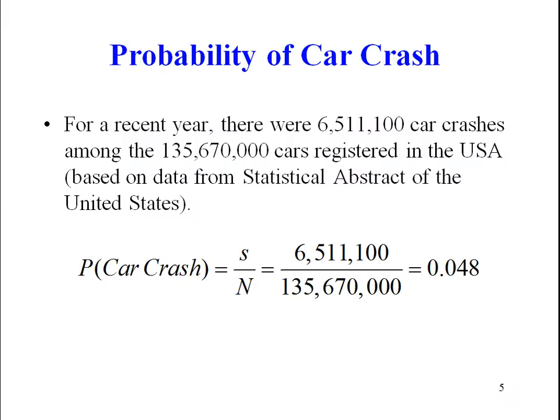For a recent year, there were about 6 million car crashes amongst 134 million cars registered in the United States. So what's the probability that a particular car gets into a crash? Well, you just have that number over the total number. This is like running an experiment. So how many car crashes out of the total number of cars? So maybe about 5% of cars get into a car crash.